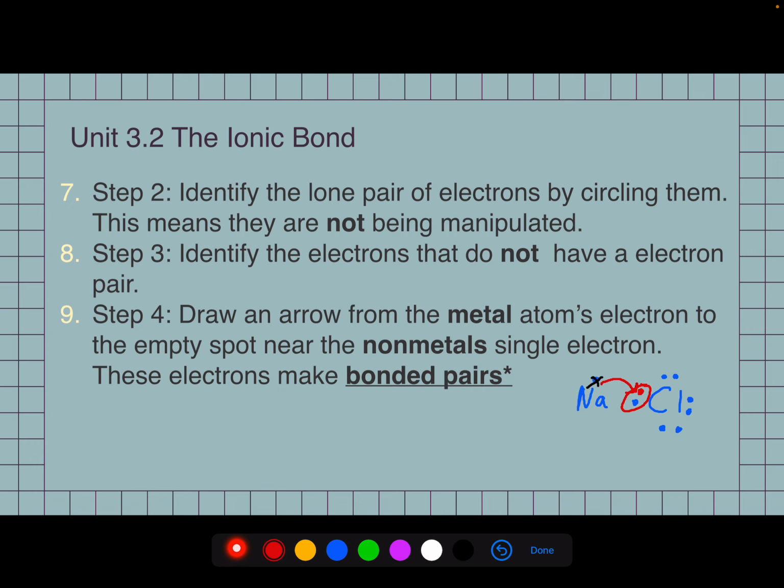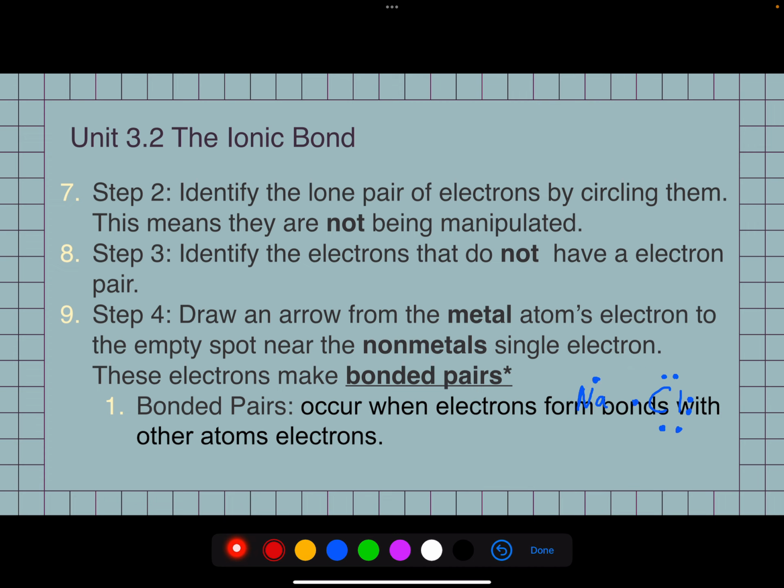Again, we have our asterisk and our vocabulary word. Bonded pairs occur when electrons form bonds with other atoms' electrons. Let me rewrite it real quick. Here, this moves over, and that is your bonded pair. That's when our sodium is giving away its electron over to chlorine. That's our bonded pair.